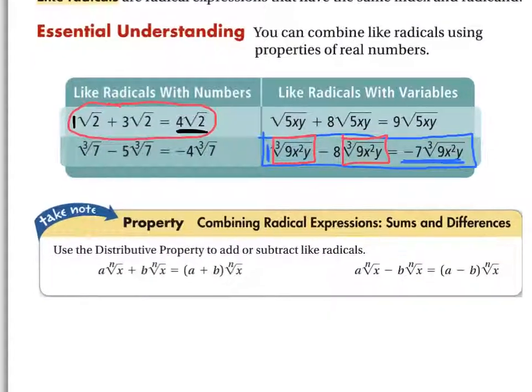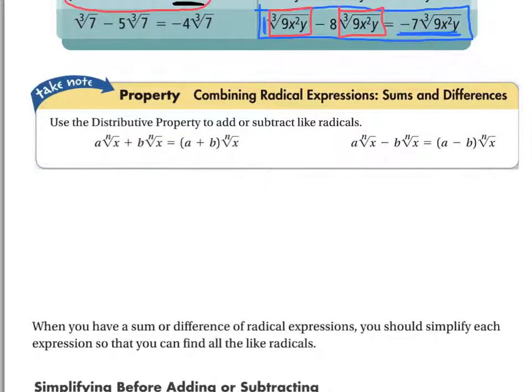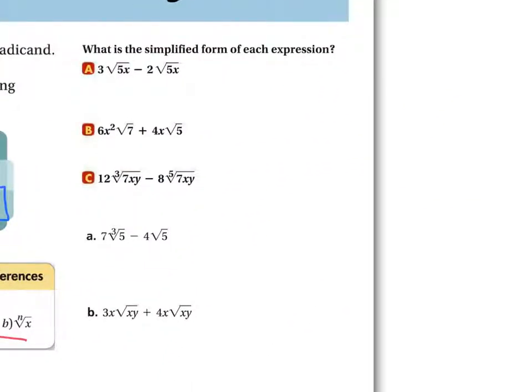Okay, so the property for this, again, like I said, is like the distributive property. It is the distributive property that gets us there. But essentially, you're saying that if my radical is the same, all I need to do then is add the numbers that are out in front, add the coefficients of those radicals. And that same thing holds true in subtraction. Okay?